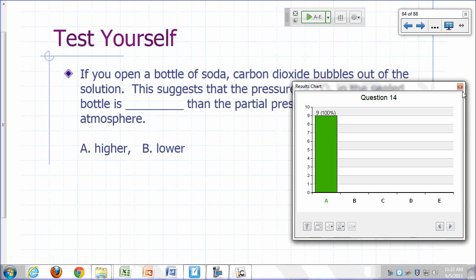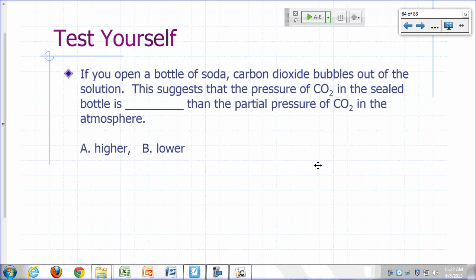Good. Pressure is directly proportional to the concentration. The fact that the carbon dioxide bubbled out means what? When you open it up, you've lowered the solubility. So that's why it comes out. Otherwise, it will not bubble out if the solubility has increased, right?